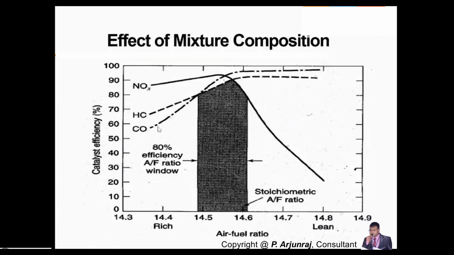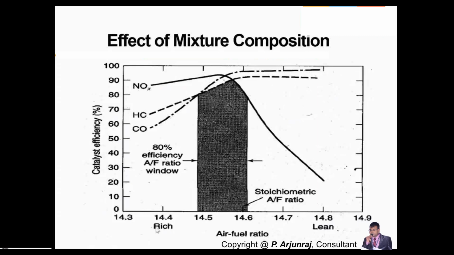And the conversion efficiency of carbon monoxide and hydrocarbon will be much higher when the engine is running in the lean mode. When the engine is running in lean mixture, you get a high amount of conversion in the catalytic converter, maybe 90 to 95 percent, and the HC and CO get reduced.